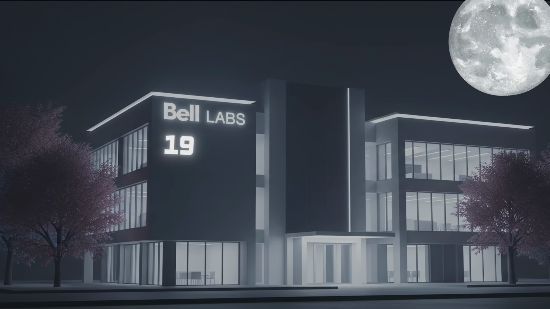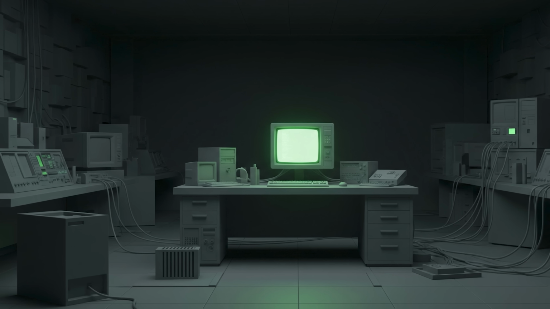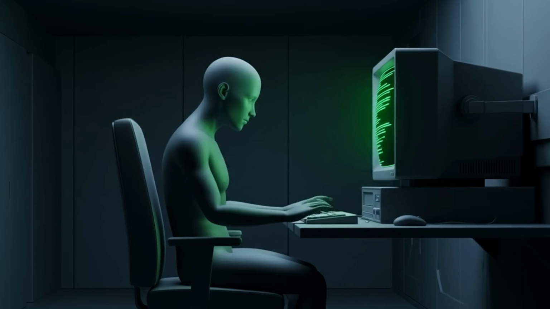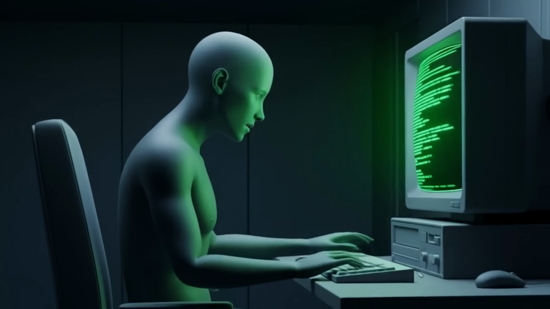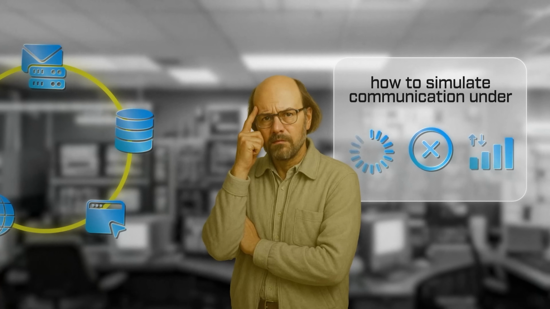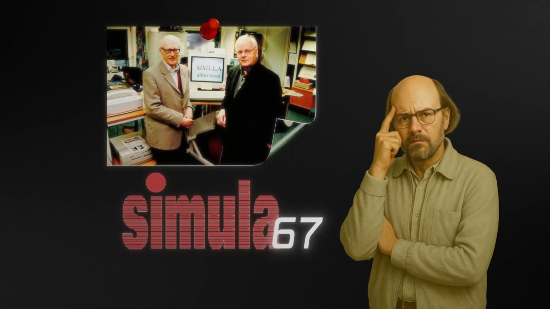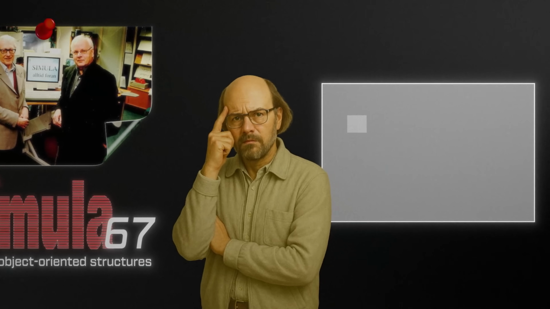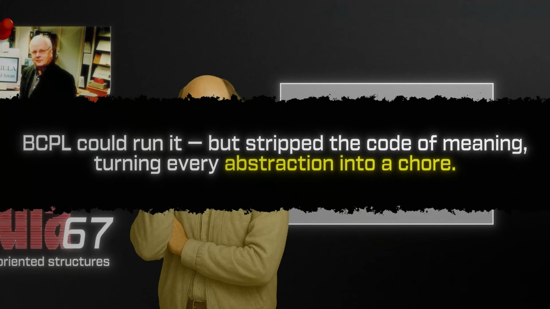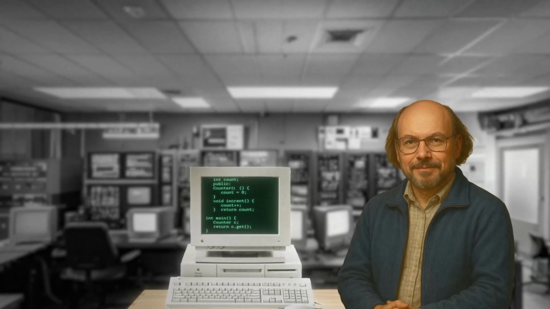Bell Labs, late 1970s. A room full of humming hardware and worn terminals. Somewhere in the middle, Bjarne Stroustrup, quietly debugging a simulation. The problem was distribution. Stroustrup wanted to model how computer systems talk to each other, how to simulate communication under load, failure, and variation. Simula 67, with its elegant object-oriented structures, gave him the right model, but ran too slowly. BCPL could run it, but stripped the code of meaning, turning every abstraction into a chore. Neither worked. So in 1979, he began writing his own solution.